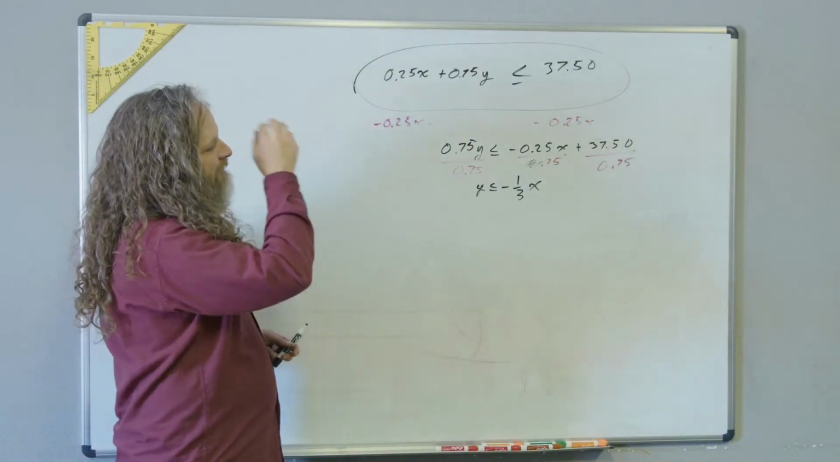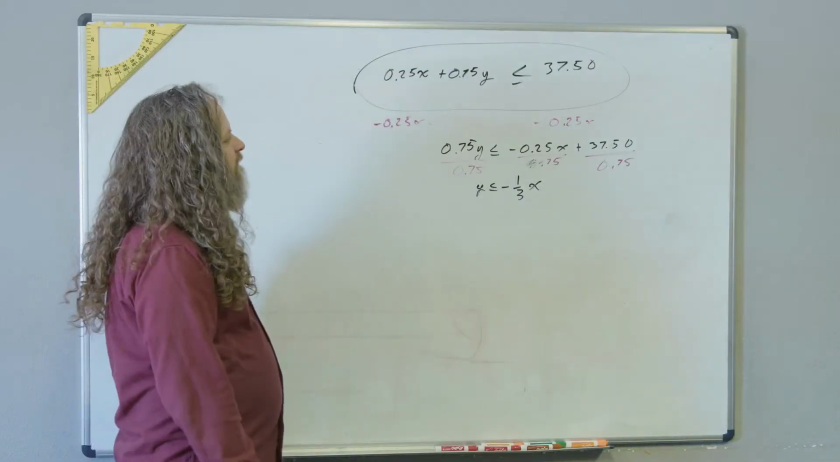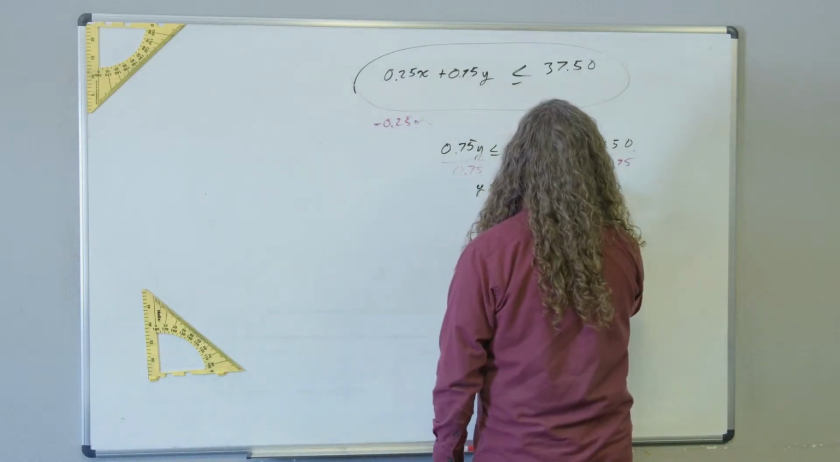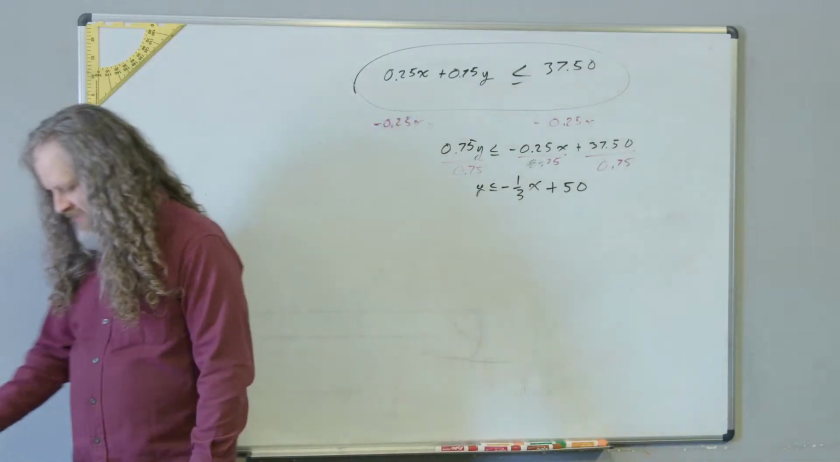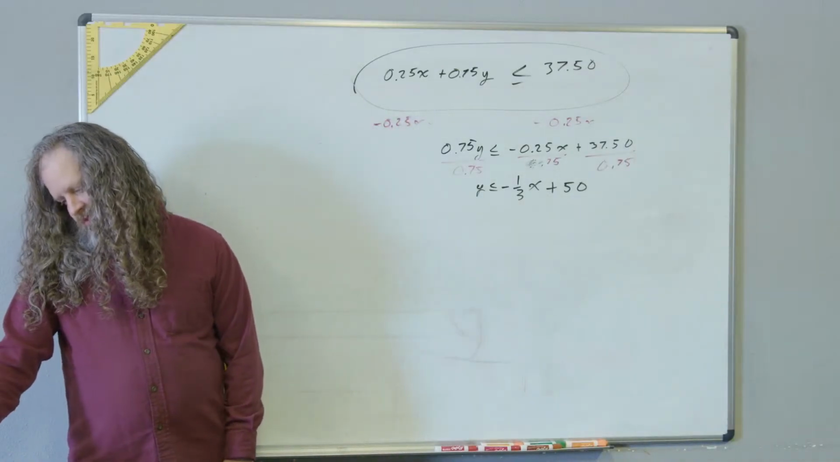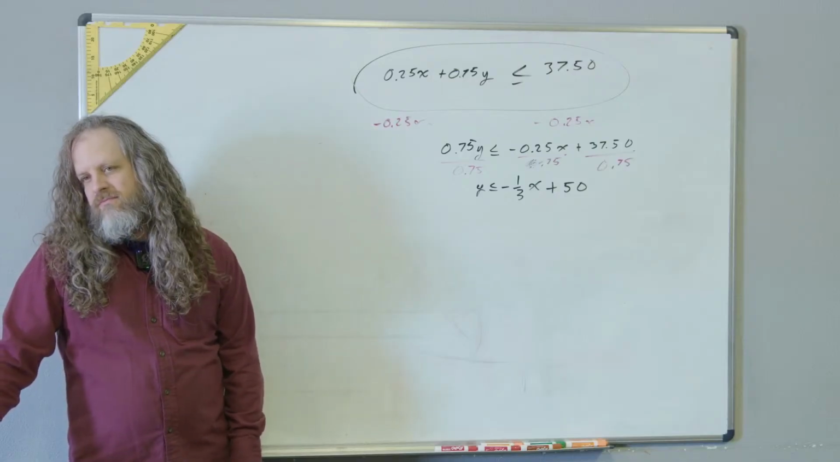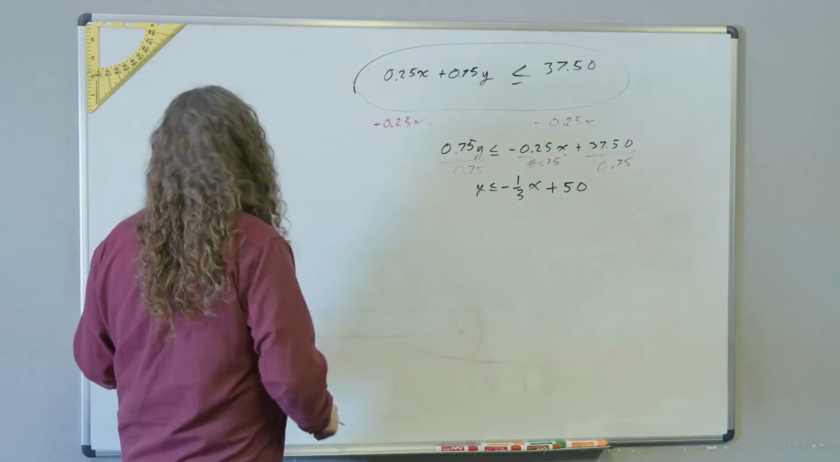Okay, 3750 divided by 0.75. 50. I concur. See, he said same way. Is he going to do less than 0? No. We only need quadrant 1.